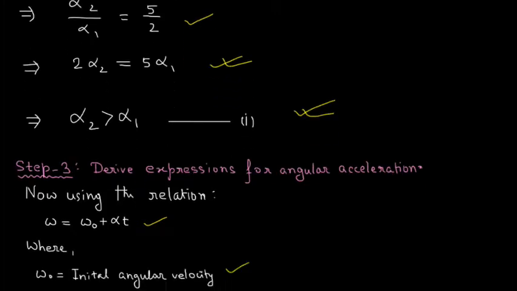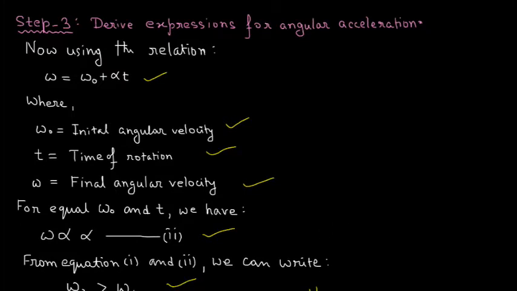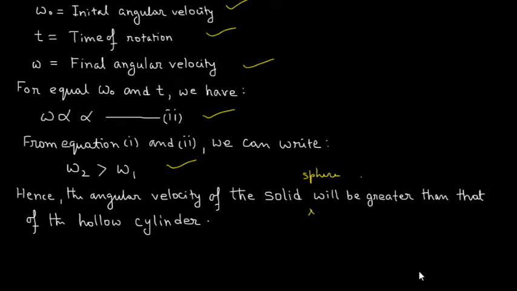Now the third expression is to derive the expression for angular acceleration. So it is the simple angular velocity equation. Omega is equal to omega naught plus alpha t, and for equal values of t, omega is directly proportional to alpha, and therefore from equations 1 and 2, we can write omega 2 is greater than omega 1. Therefore the angular velocity of the solid sphere will be greater than that of the hollow cylinder.